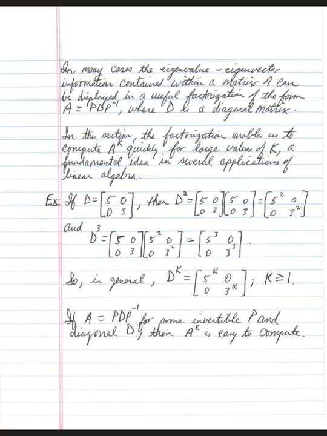So in general, D to some numerical power 1 or greater will be equal to 5 and 3 respectively to the K power on the main diagonal. If matrix A is equal to P times D times P inverse for some invertible matrix P and a diagonal matrix D, then A to the K is easy to compute.